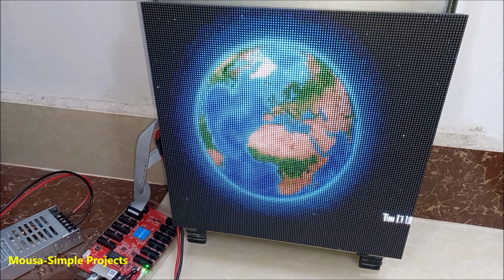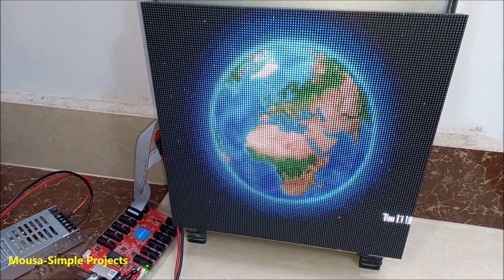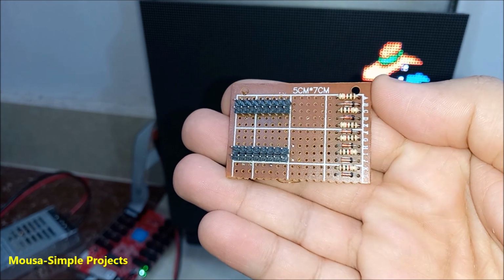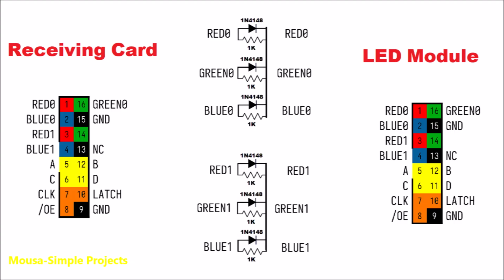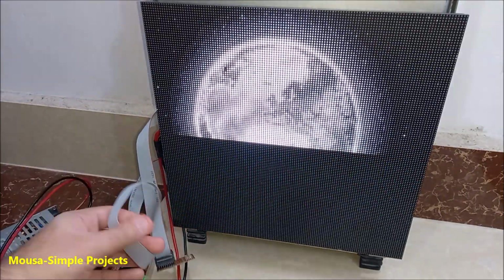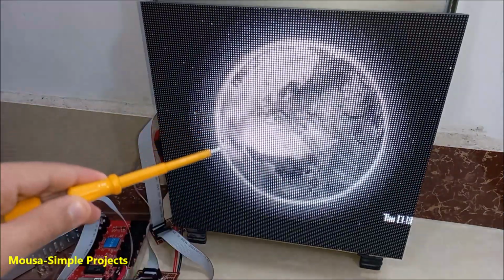The backlight must be white, but here we have different colors. So I made this adapter by using a bunch of resistors and diodes. It takes the red, green, and blue signals and shorts them together. So any color in the video will be white.